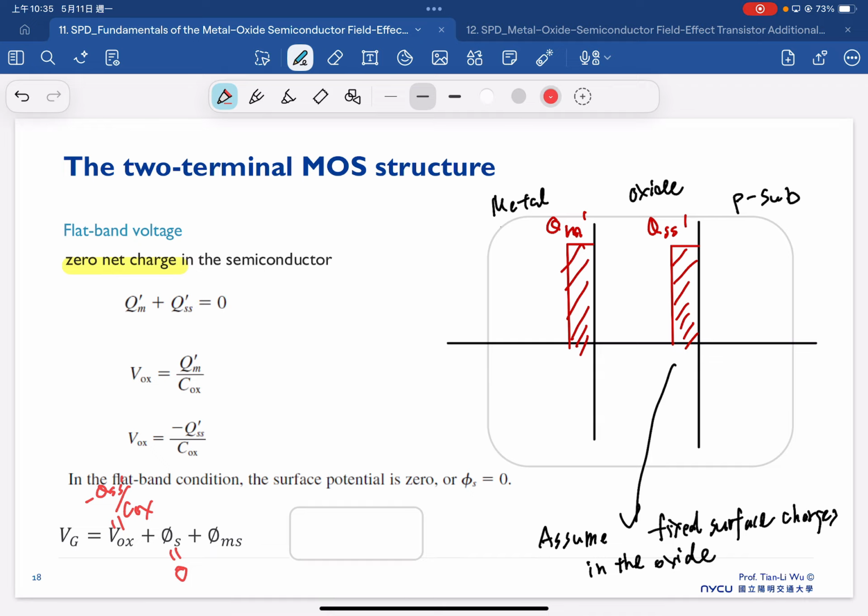So in the end, our flat band condition VFB is equal to phi ms minus QSS prime over Cox. So the flat band condition is determined by the metal-semiconductor work function difference and also the surface charge in the oxide. That will determine our flat band condition.